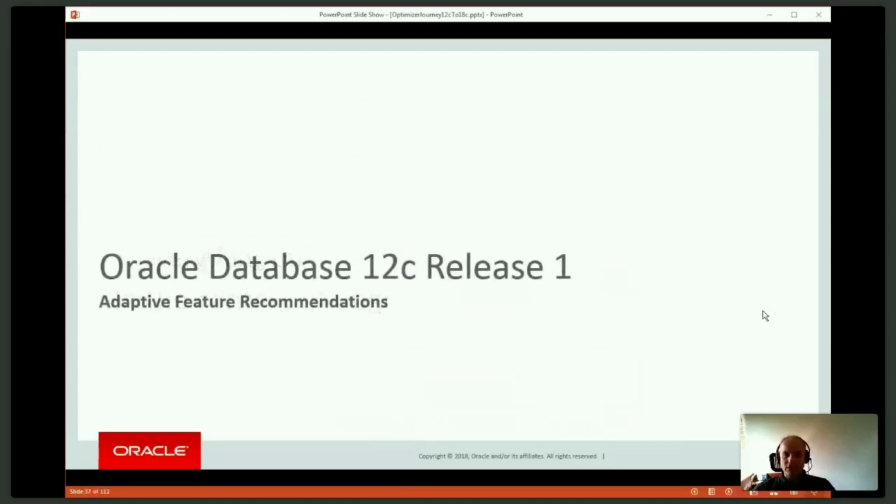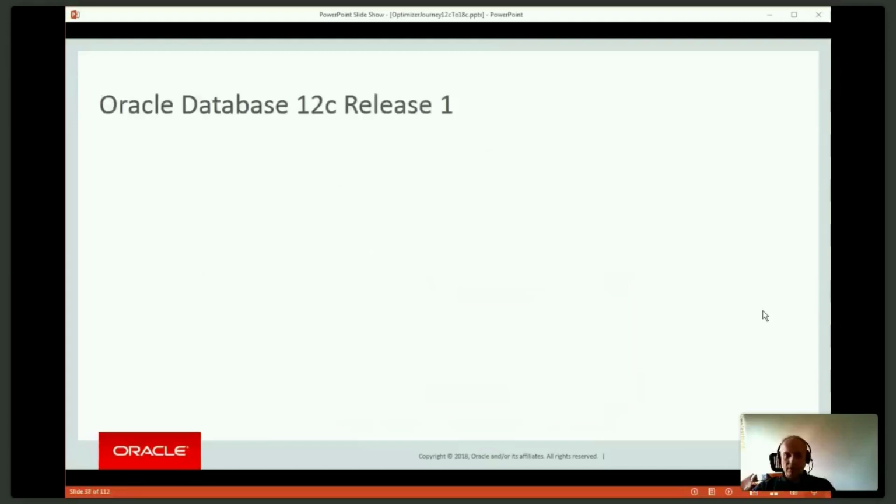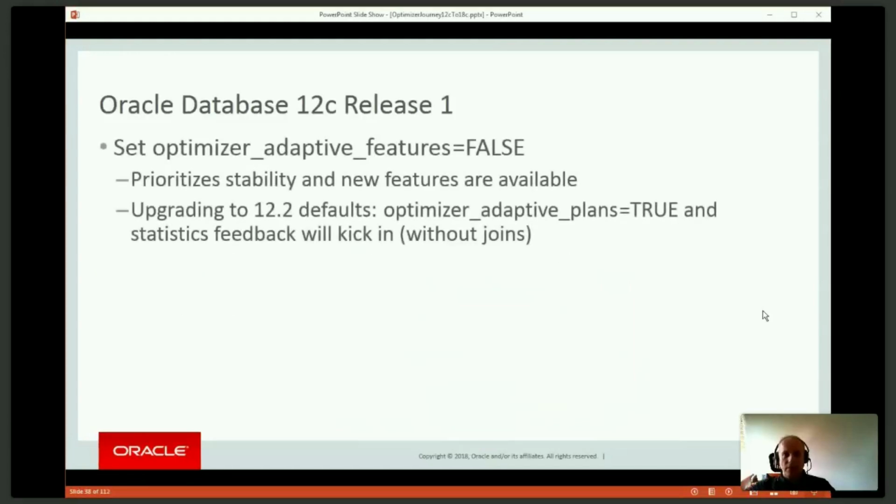Okay, so let's look at if you're currently using Oracle Database 12C Release 1, what do I recommend? This is what certain customers have done in the past. They've been doing things like setting optimizer adaptive features to false. This is quite a big hammer to crack a nut. I'll show you what that looks like in a moment.